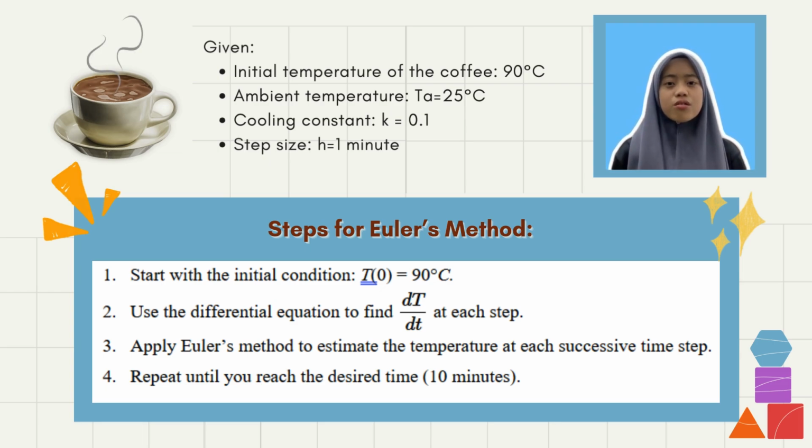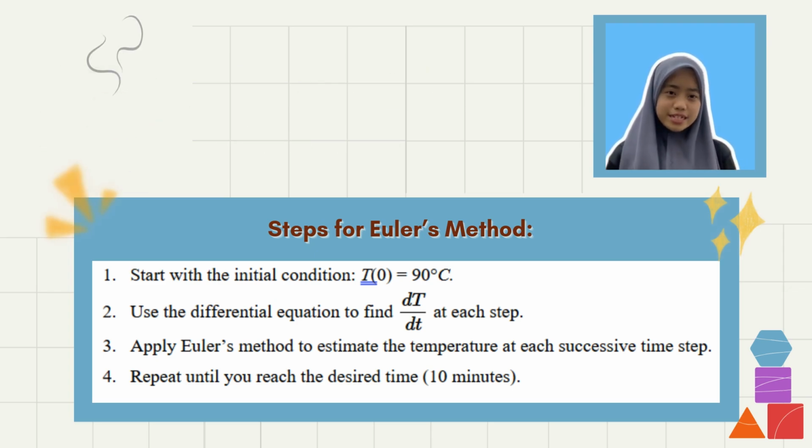Use the differential equation, Newton's law of cooling, dT/dt equal to negative k times (T minus TA), to calculate dT/dt at each step. Then apply Euler's method. Lastly, repeat and continue iterating until you reach the desired time of 10 minutes. Now that we have the step outline, we can calculate the temperature of the coffee at each minute using Euler's method. Let's begin with the calculation.